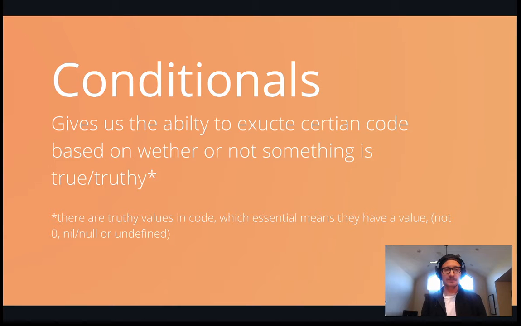There is this concept of truthy in coding, and we'll see examples of this, but a truthy value means it has a value, i.e. it's not zero, nil, or null, or undefined. It kind of depends on the language, but sometimes things like zero, nil, null, or undefined can have falsy values, and anything else that has a value is considered truthy.